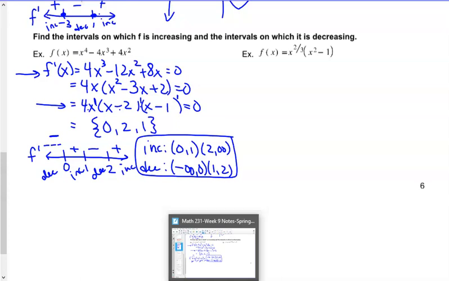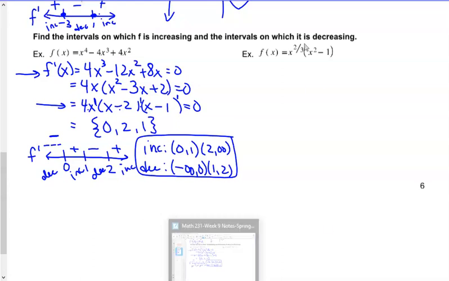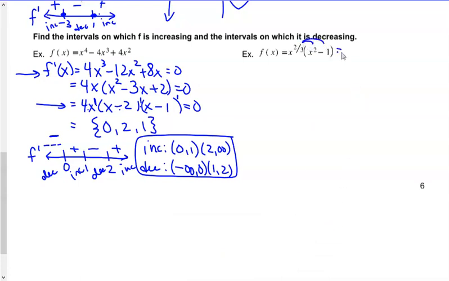Now, this next one's not necessarily a polynomial, but it is one in which we can take a derivative pretty nicely if I distribute that through. So I'm going to make an equivalent of this function. When I add these exponents, this is like 6/3 plus 2/3, which gives me x to the 8/3 minus x to the 2/3. And now we're going to get ready to take our derivative.